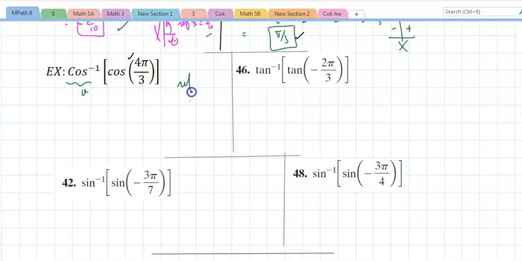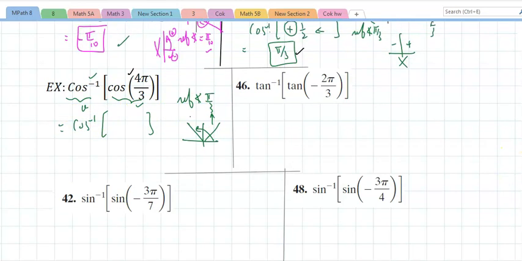I already know the reference angle is pi over 3. Well, it's very simple. In an inverse cosine, if this quantity is positive, I'm in quadrant 1, it will be pi over 3. If this quantity is negative, I'll be in quadrant 2, and that will be 2 pi over 3. Well, this is an inverse cosine, and for pi over 3, that is 1 half, but where's 4 pi over 3? 4 pi over 3 is right there. And in this quadrant, isn't this negative? So what is pi over 3 in the second quadrant? The answer will be 2 pi over 3.